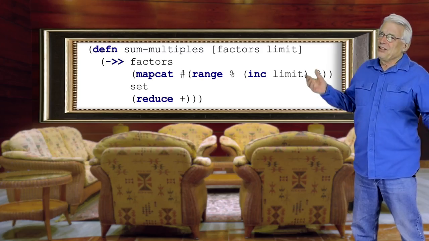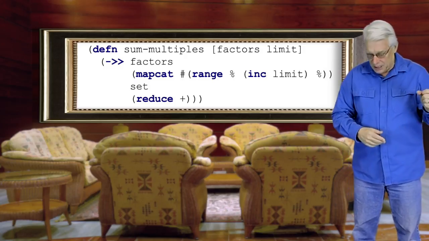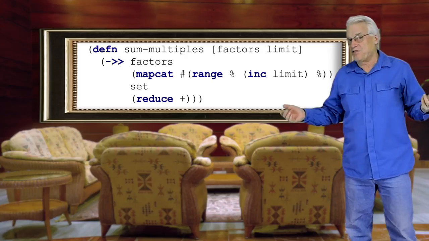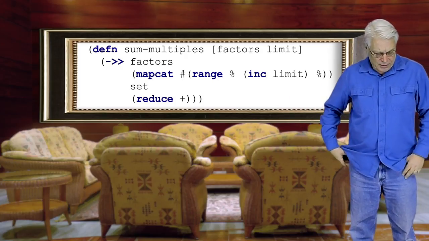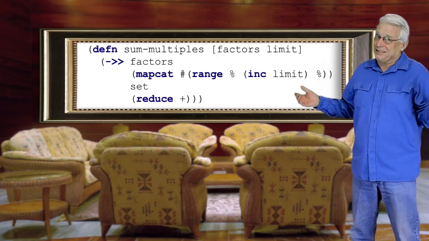Anyway, the solution that makes all the tests pass is the obvious extension of our 3 and 5 multiple solution. All we have to do is compute all the multiples, put them in a set to eliminate all the duplicates, and then add them all up. So here's the code, and it's pretty simple. We take the input list of factors and we map that into a concatenated list of all the multiples of all those factors, and then we stick that into a set to eliminate the duplicates and add them all up. That's pretty much it, easy peasy. And this passes all the tests. So we've done it. We've got our general algorithm.